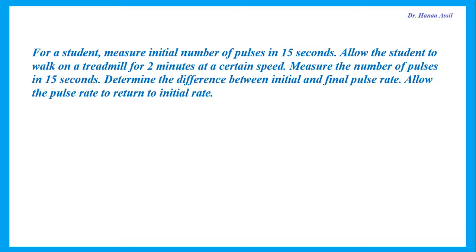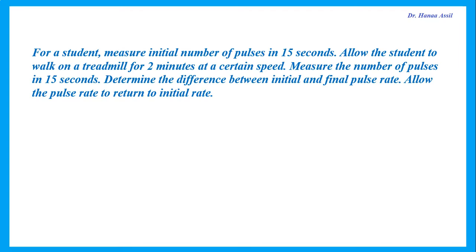So for a student, we measure the initial number of pulses, for example, in 15 seconds. Allow the student to do a certain exercise. So I chose walk on a treadmill for 2 minutes at a certain speed. Measure the number of pulses in 15 seconds when he finishes the exercise. Now determine the difference between the initial and final pulse rate.